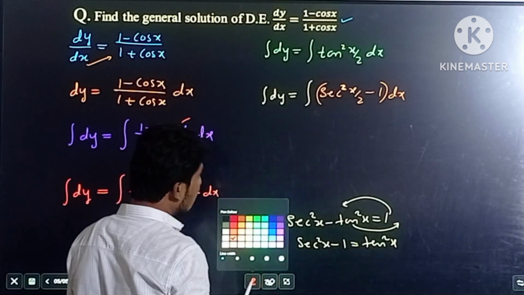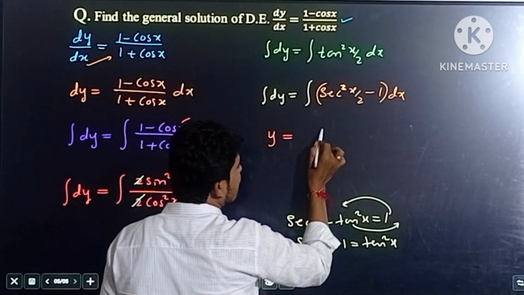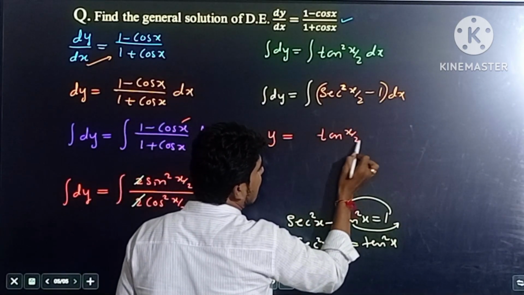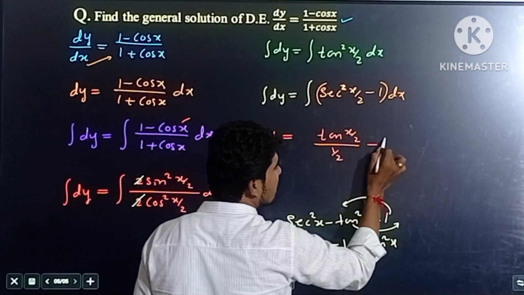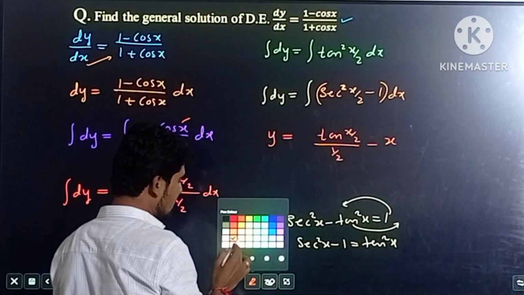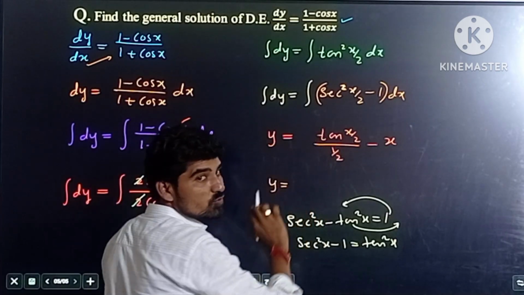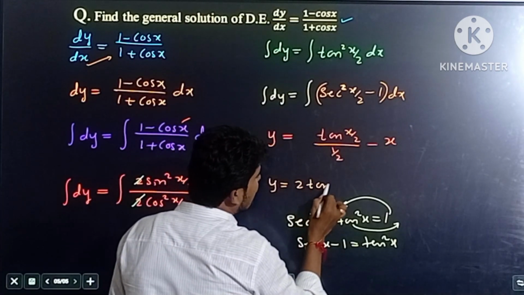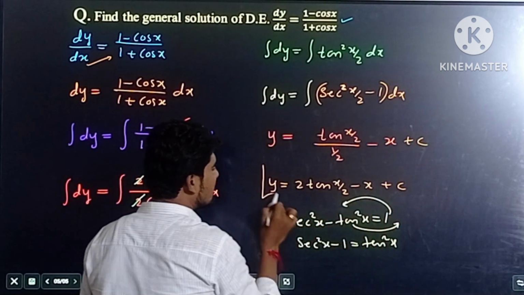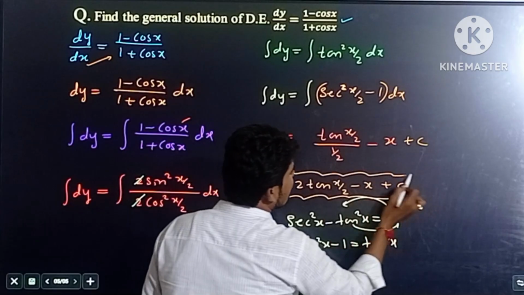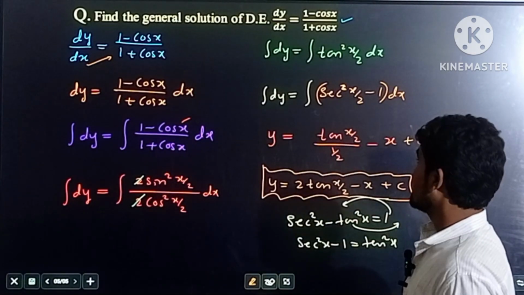Now see here, the integration of dy is y, equal to the integration of secant square x by 2, which is tan x by 2 divided by the derivative of x by 2, which is 1 by 2, minus the integration of 1 dx, which is x. Therefore, the final answer is y equals, shifting this 1 by 2 towards the numerator, 2 tan x by 2 minus x plus the integral constant c, and this is the required general solution of the given differential equation. I hope all of you understood. Next, let us start the next question.